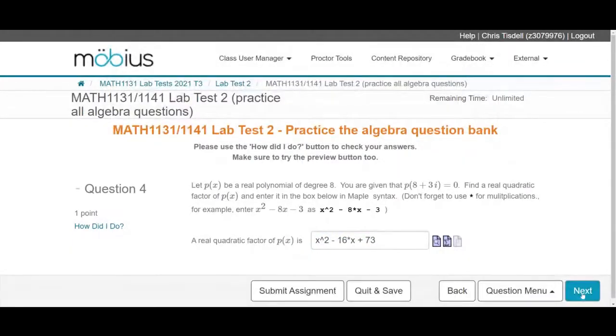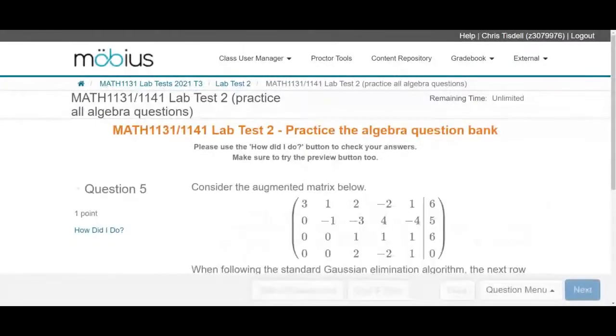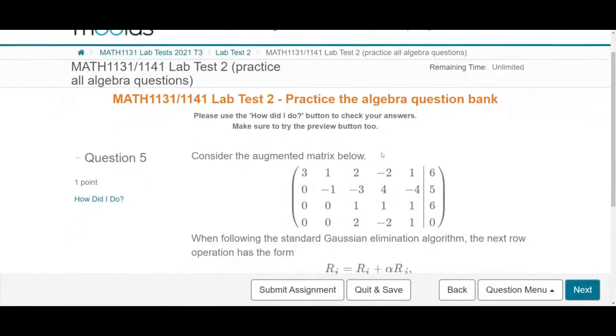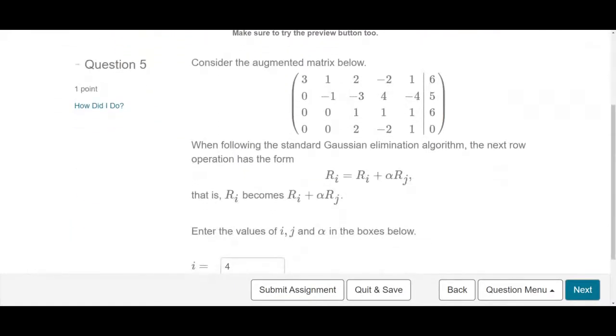Okay, so if we go to next. All right, so we're on to matrices. So I don't think you need any Maple for this. Okay, so you've got a matrix.